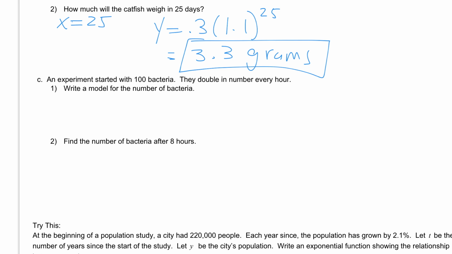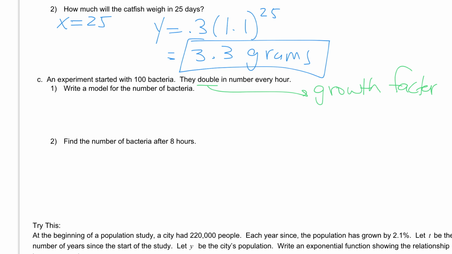And letter C says, an experiment started with 100 bacteria. They double in number every hour. Write a model for the number of bacteria. So remember, that model is going to have two variables. You're going to have your y, and you're going to have your x or your t. What's different in letter C is that we're doubling. So we actually have a growth factor rather than a growth rate. So this doubling right here, this is a growth factor.